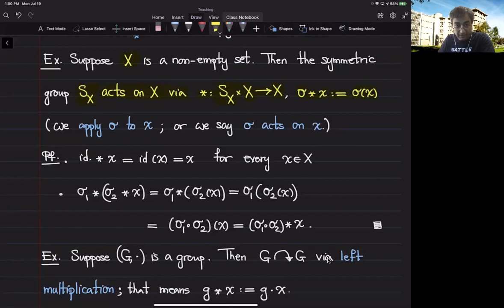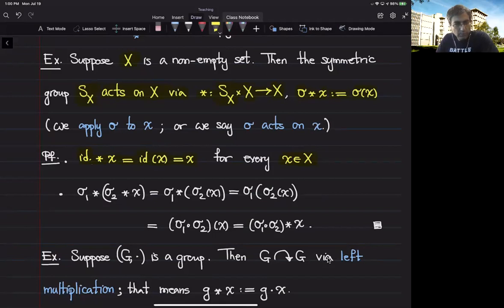I start with the first condition. I pick the neutral element, which is the identity map. So we pick the identity map and let it act on an arbitrary point. By definition, I have to apply the identity function to the point X. By definition, the identity function doesn't move any point, so I get back X. So for every X, I get the first condition: identity star X is X.